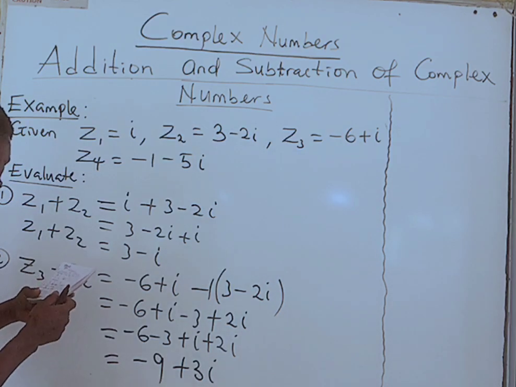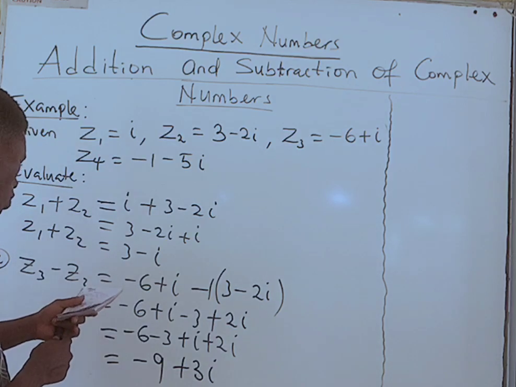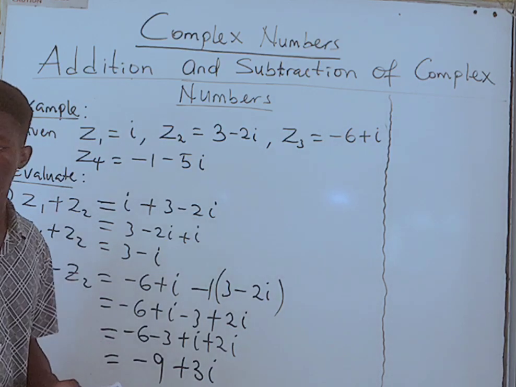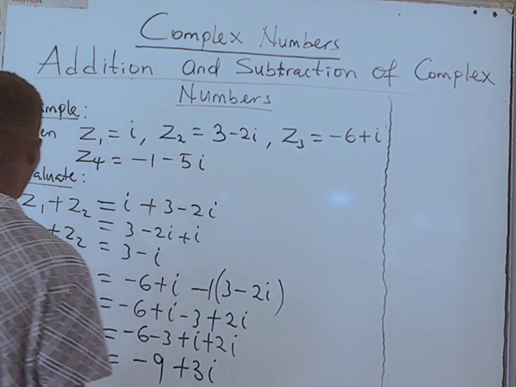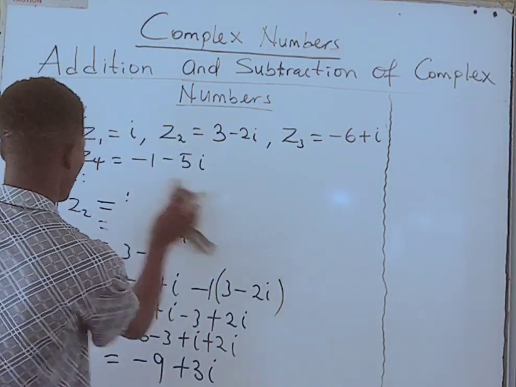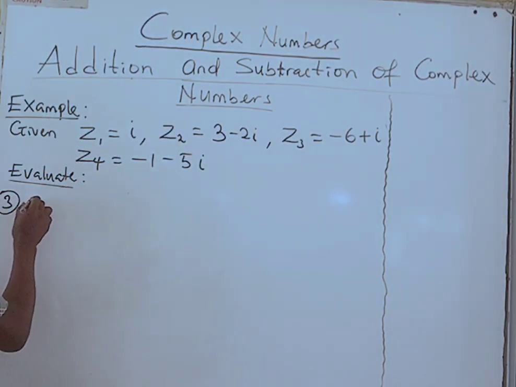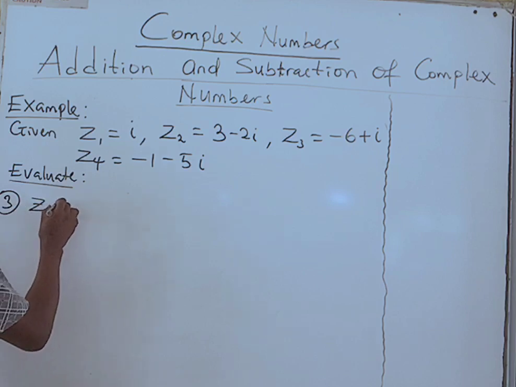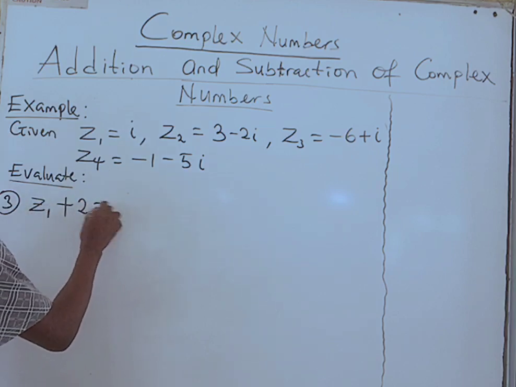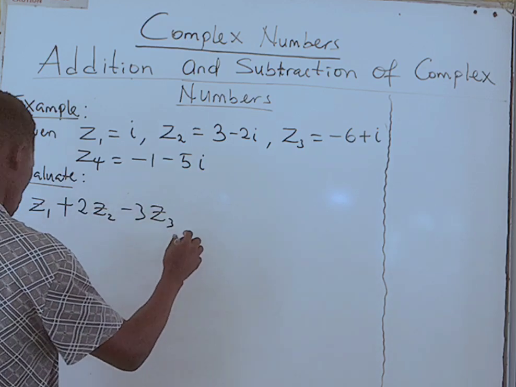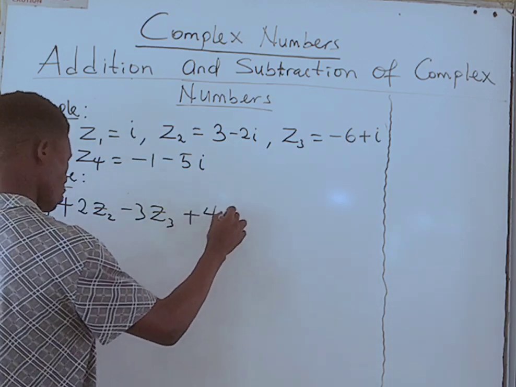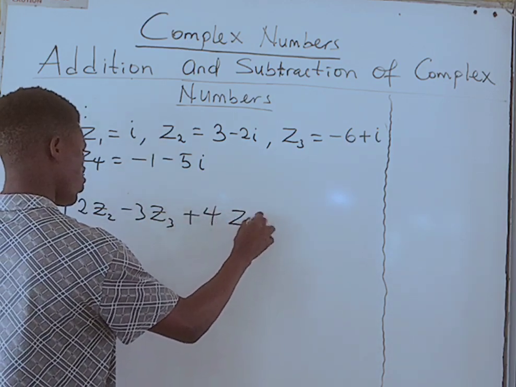Let's move on to number 3. Number 3 is a bit long, so we need space for this. So let's rub these ones off. So number 3: z1 plus 2z2 minus 3z3 plus 4z4.